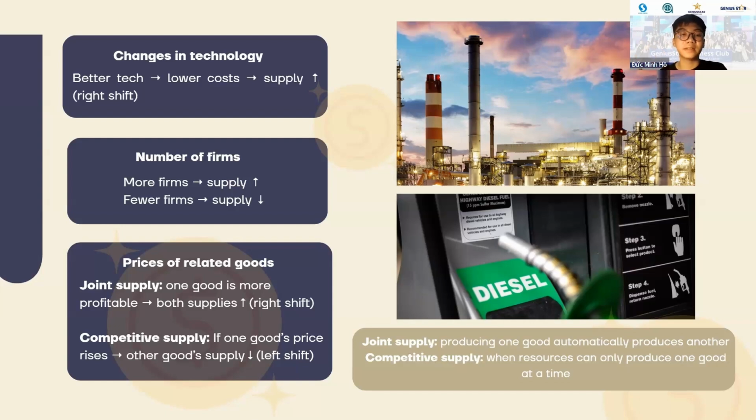Finally, prices of related goods, which can be explained through joint supply and competitive supply. In joint supply, producing one good automatically produces another. For example, refining crude oil produces both petrol and diesel. If one becomes more profitable, firms may increase production, therefore increasing the supply of both goods. In competitive supply, however, resources can only be used to produce one good at a time. So, if the price of one good rises, firms shift resources towards it, therefore reducing the supply of the other good.